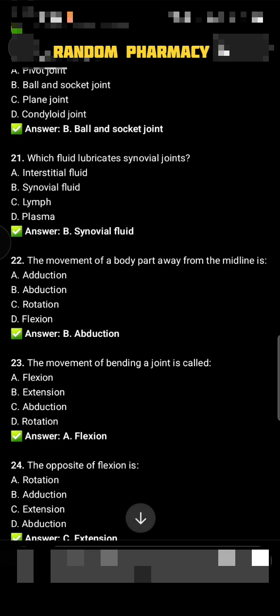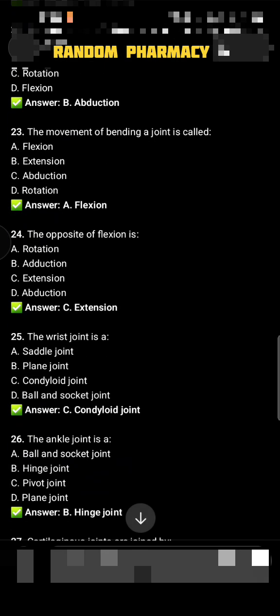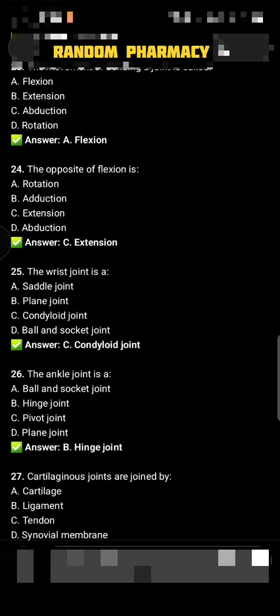Which fluid lubricates synovial joint? Interstitial fluid, synovial fluid, lymph, plasma. The right answer is synovial fluid. The movement of a body part away from the midline is adduction, abduction, rotation, flexion. The right answer is abduction. The movement of bending a joint is called flexion, extension, abduction, rotation. The right answer is flexion.